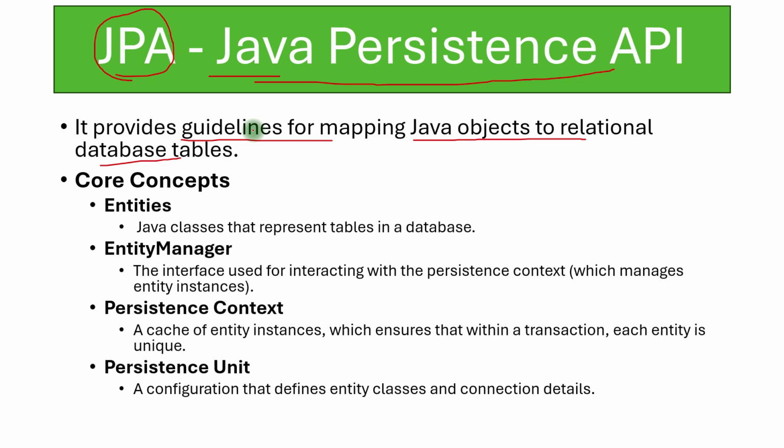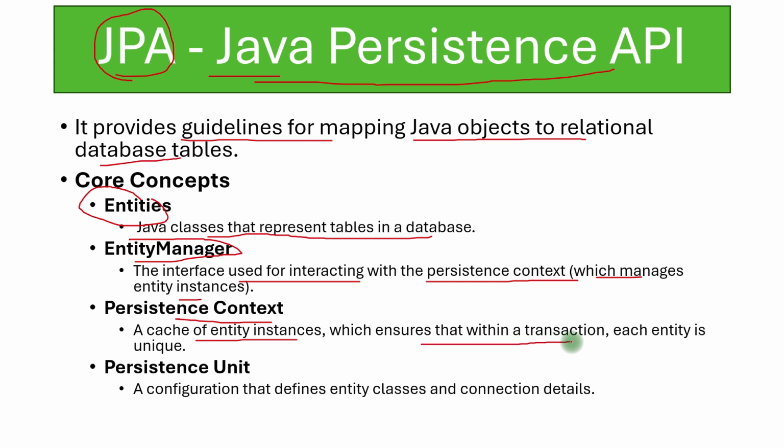So what are the core concepts around this JPA? First, we create entities in JPA. Entities are the Java classes that represent tables in the database. Entity manager is the interface used for interacting with the persistence context, which manages entity instances. The persistence context is a cache of entity instances which ensures that within a transaction each entity is unique, and the persistence unit is the configuration that I have to provide to connect with that particular database.